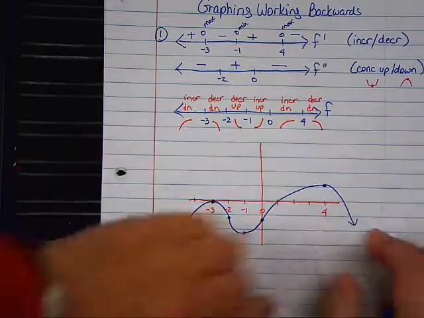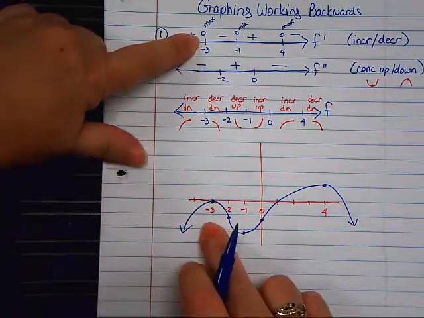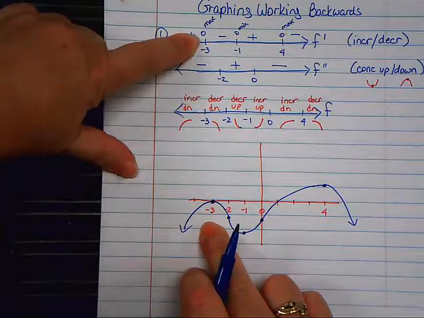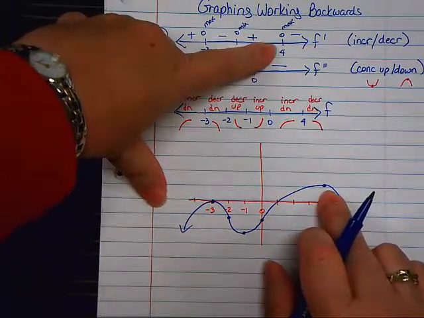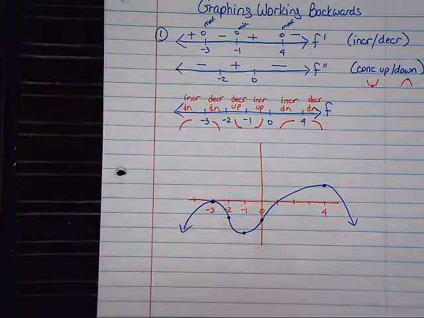Okay? Now go look at your picture. Is that what you got? Did you get a max at -3? Yeah. Did you get a min at -1? Yeah. Did you get a max at 4? Yeah. So it's kind of a double check to make sure you did it right. Any questions? Are we good? Okay.